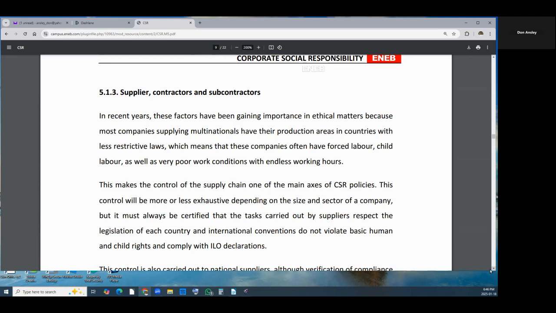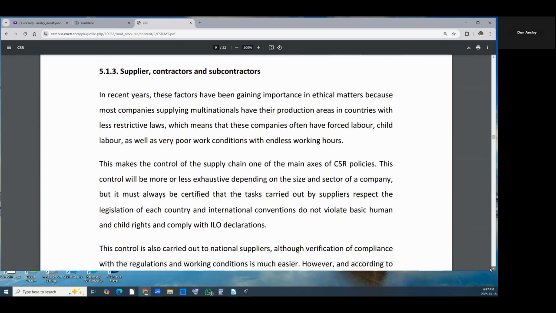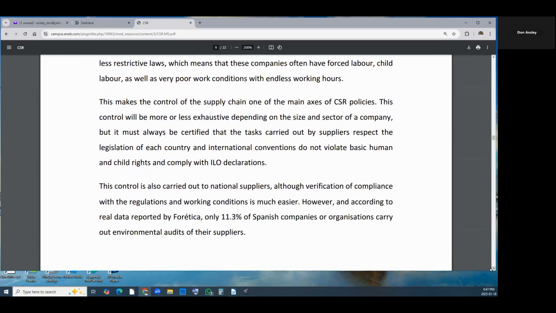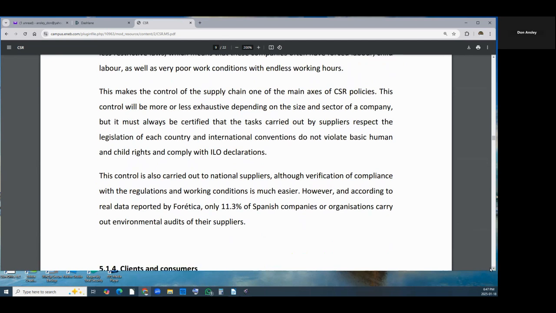This control will be more or less exhaustive depending on the size and sector of a company, but it must always be certified that the tasks carried out by suppliers respect the legislation of each country, and the international conventions, do not violate basic human rights and child rights, and comply with the ILO declarations. This control is also carried out in national suppliers, although verification of compliance with the regulation and working conditions is much easier. However, and according to real data reported from Forestia, only 11.3% of Spanish companies and organizations carry out environmental audits of their suppliers.